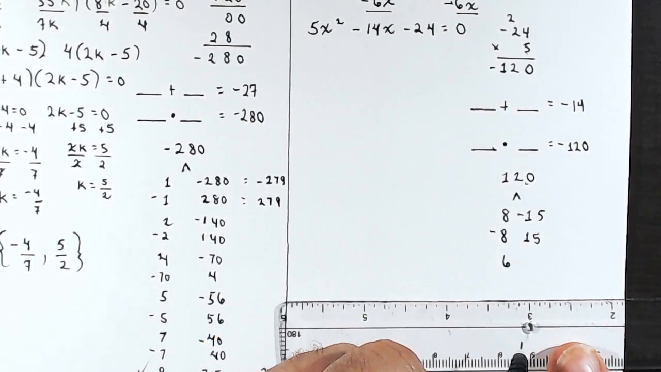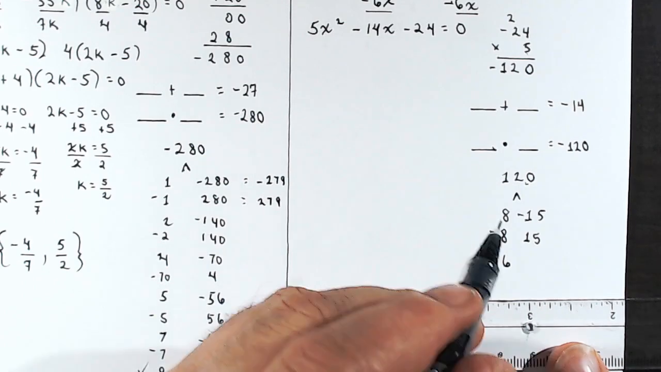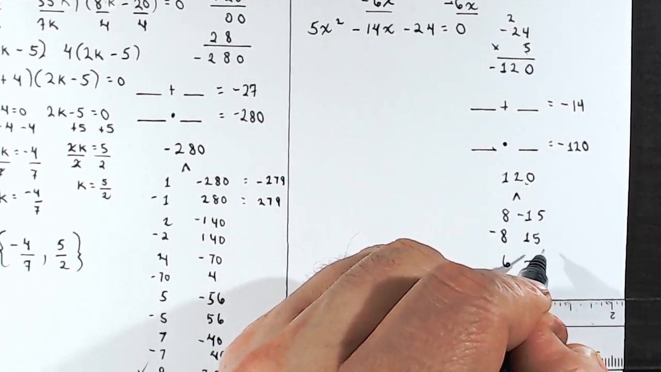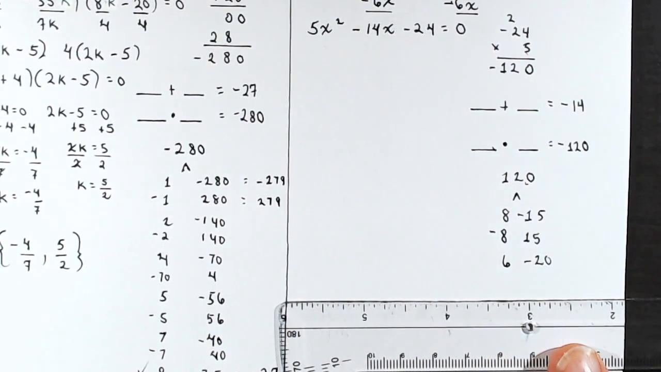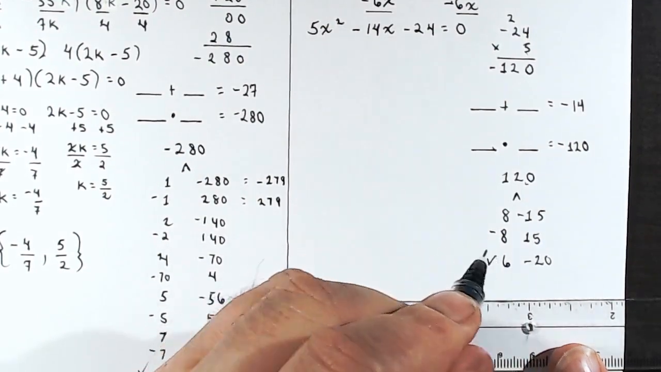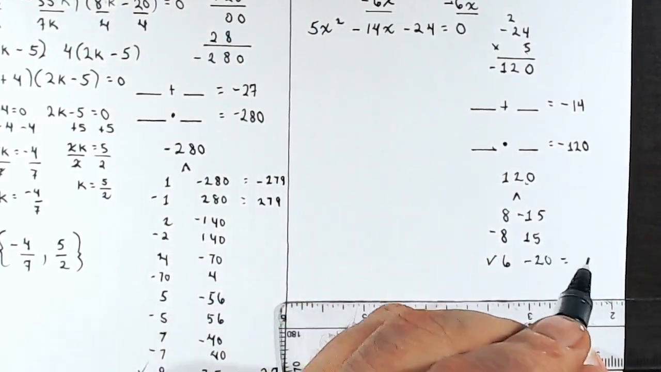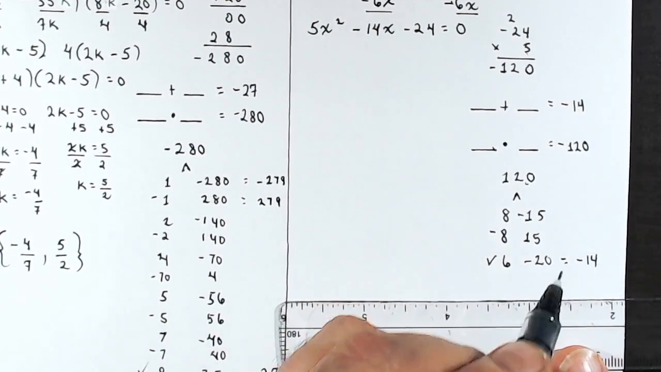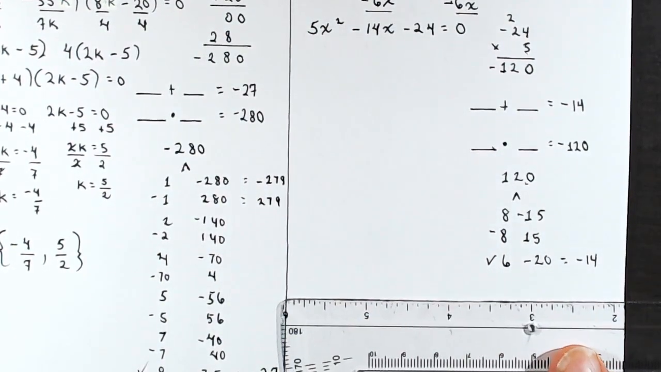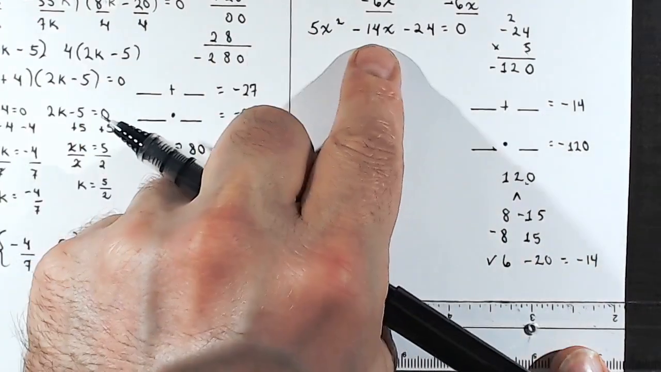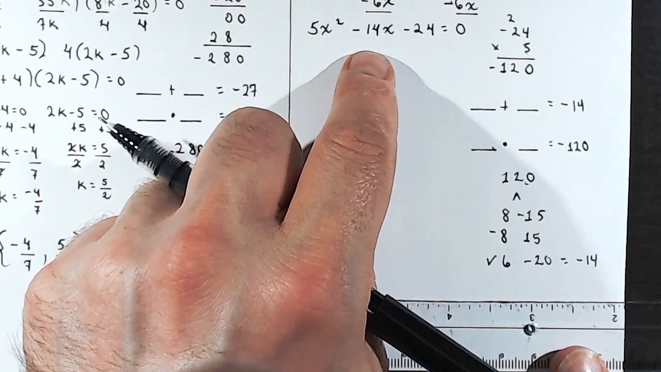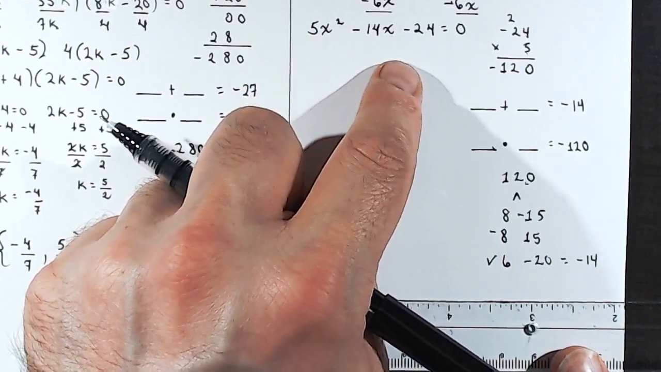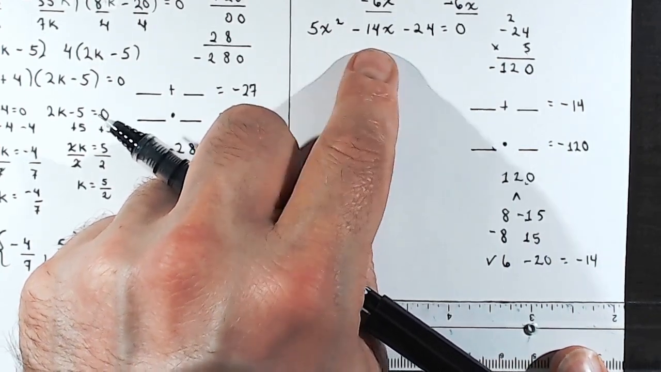Okay, 6 times what equals negative 120? Well, 6 times negative 20 equals negative 120, and 6 plus negative 20 equals negative 14. So here we go, we got it. This adds together to be negative 14 and multiplies together to be negative 120. So we're going to split this middle linear coefficient into two different numbers. It'll be either plus 6x minus 20x or minus 20x plus 6x.